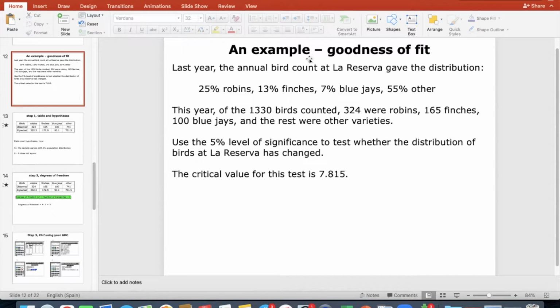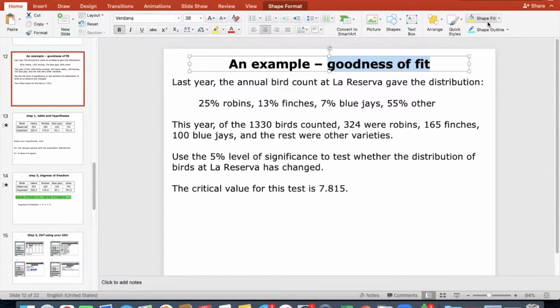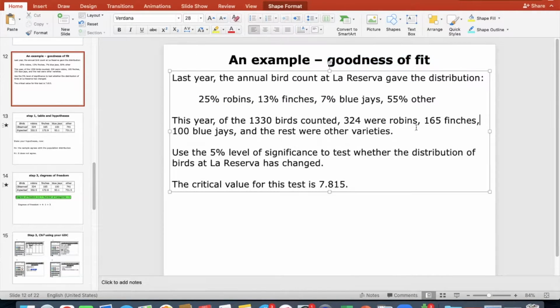With the goodness of fit. Last year, the annual bird count at the La Reserva was given this distribution. This year, of the 1,330 birds counted, 324 were robins, 165 were finches, 100 were blue jays, and the rest were other varieties.